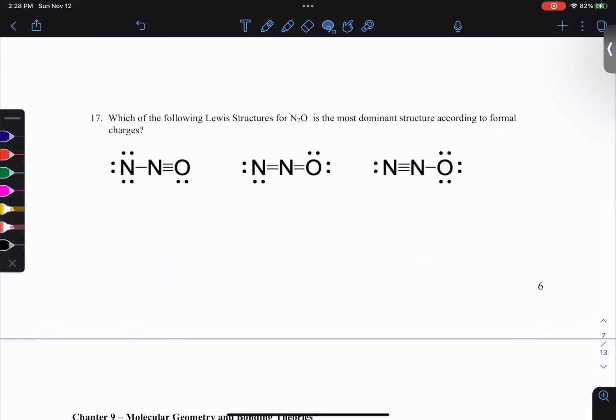Yes. So, which of the following molecules is the most dominant structure according to formal charges? So, let's go over how to calculate formal charge first. We need to calculate the formal charge of each atom given a Lewis structure. The trick I use to calculate formal charge is to think about how many electrons an atom wants, and subtract how many electrons it has in the Lewis structure that's drawn.